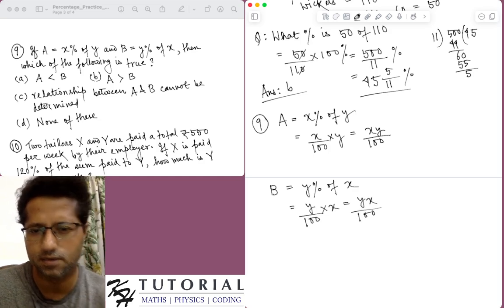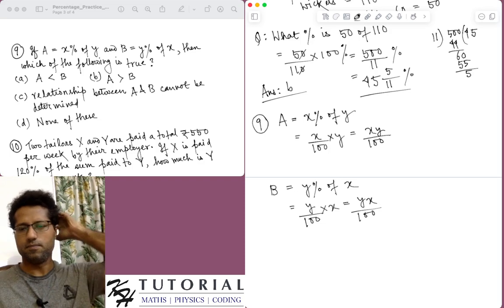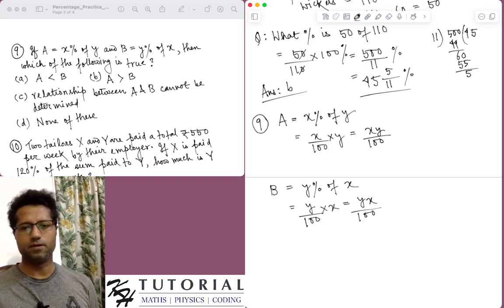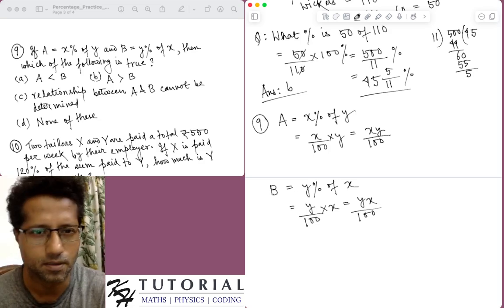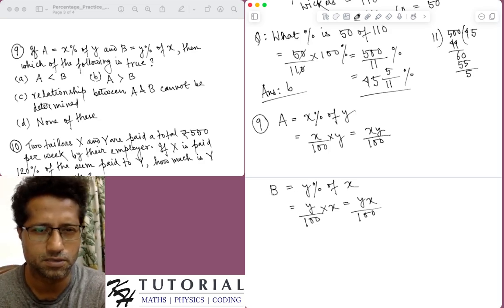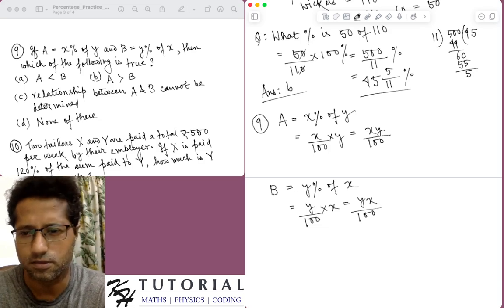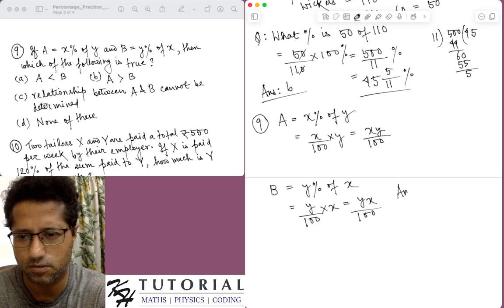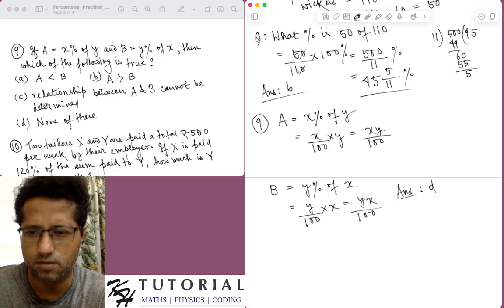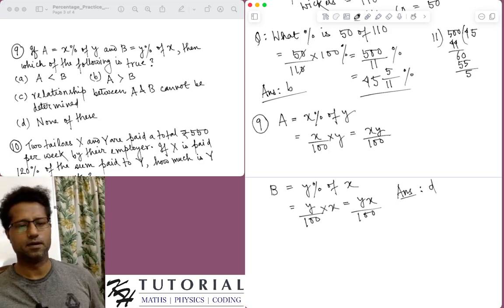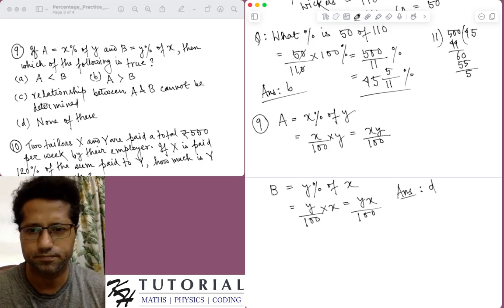So basically we can see A and B are equal, because A is XY by 100, B is also XY by 100. So choice A is not correct, choice B is not correct, relationship between A and B cannot be determined is also not correct. The answer is choice D, none of this, because the actual answer is A equals B.